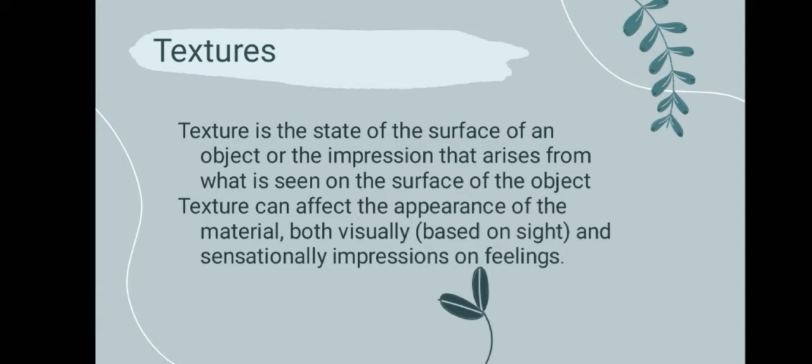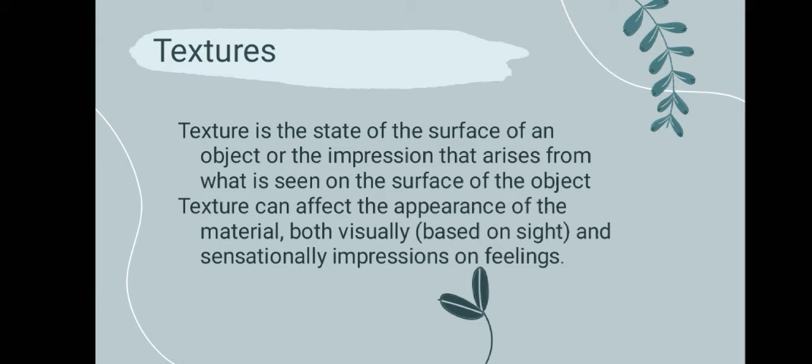Texture. Texture is the state of the surface of an object or the impression that arises from what is seen on the surface of the object. Texture can affect the appearance of the material, both visually based on sight and sensationally, through impressions or feelings.